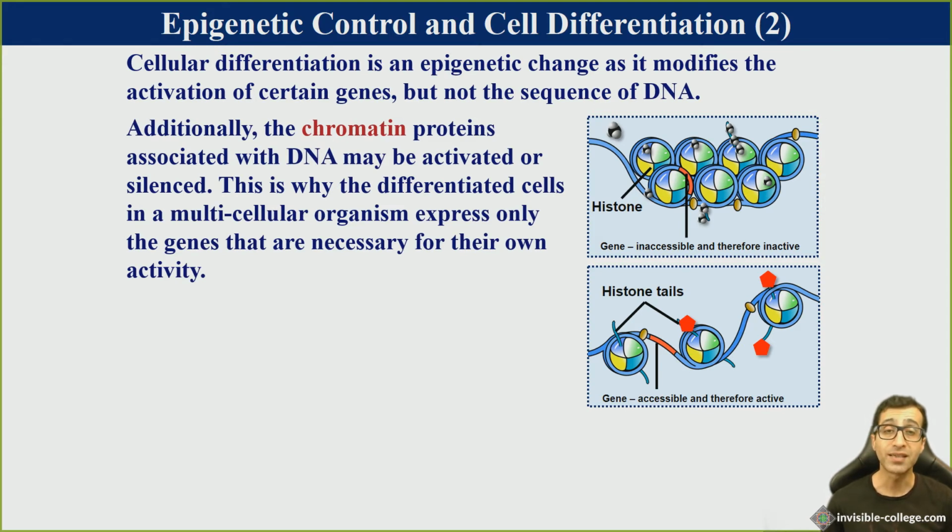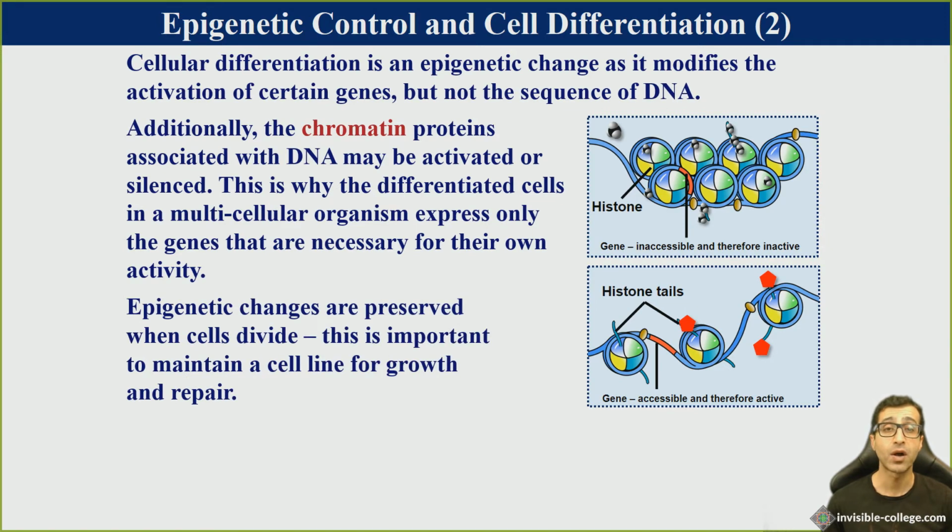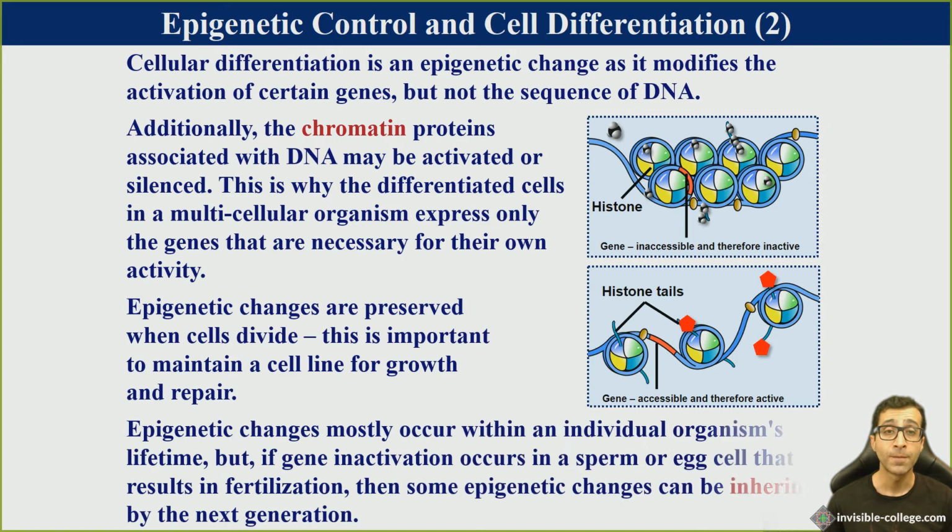So this is why the differentiated cells in a multicellular organism express only the genes which are necessary for their own activity. Epigenetic changes are preserved when cells divide, and this is important to maintain the cell line for growth and repair. Epigenetic changes mostly occur within an individual organism's lifetime, but if gene inactivation occurs in a sperm or egg cell that results in fertilization, then some epigenetic changes can be inherited by the next generation.